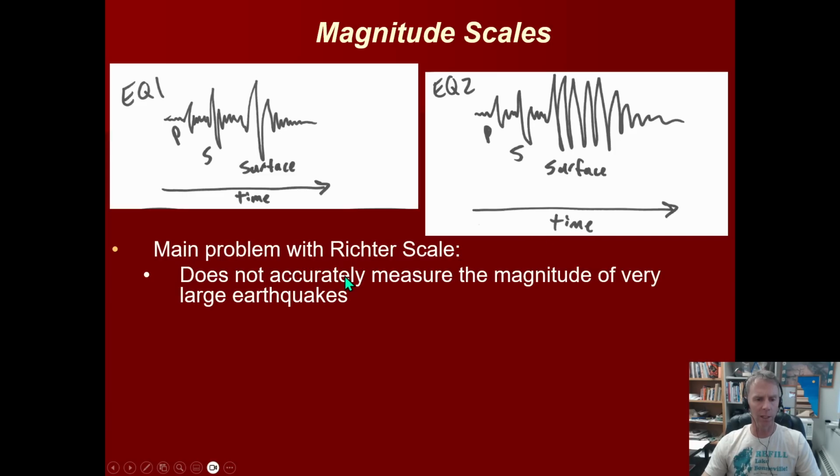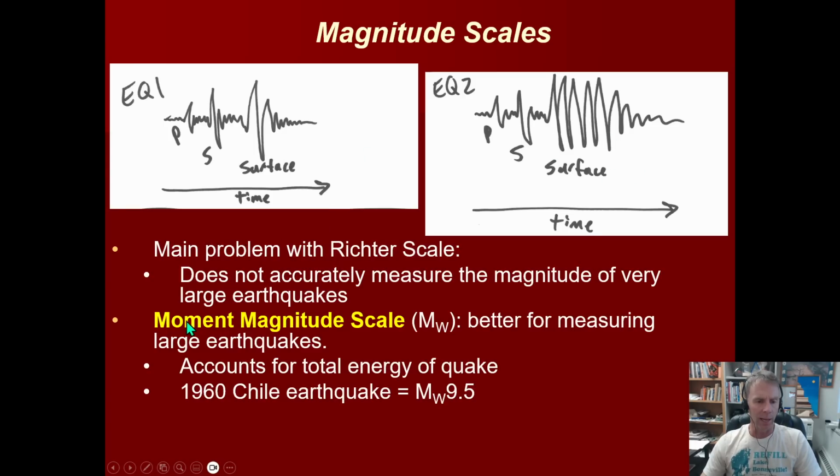The problem with the Richter scale is it does not do a good job of measuring the magnitude of exceptionally large earthquakes, where we have faulting over a large distance, large displacements, and energy being dissipated over longer periods of time. And so we've tweaked the Richter scale, and the scale that actually is preferred above the Richter scale is what's called the moment magnitude scale.